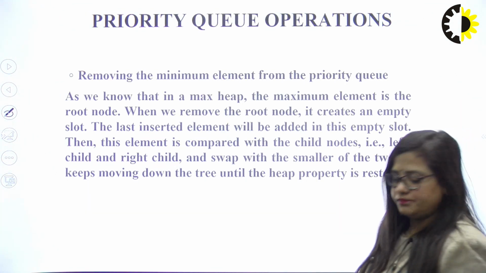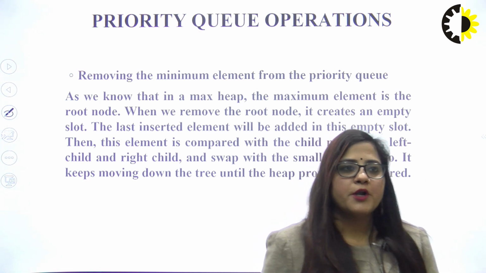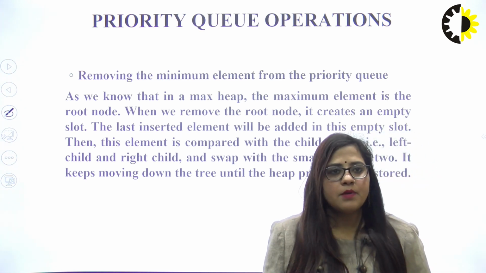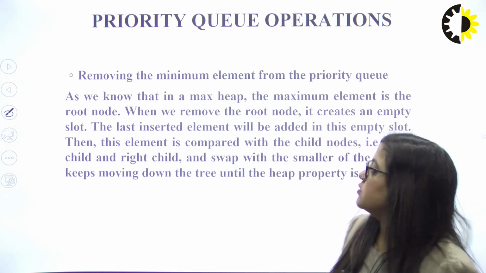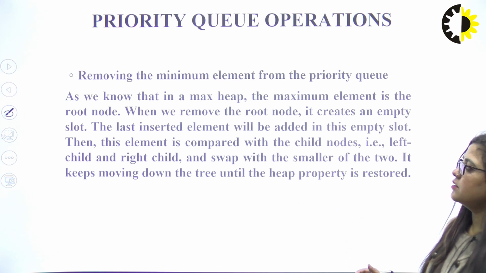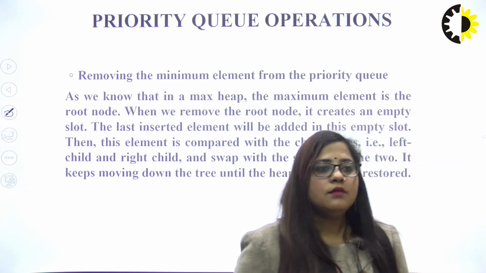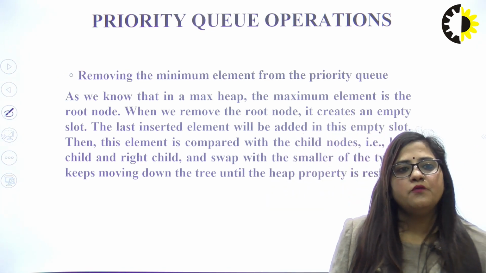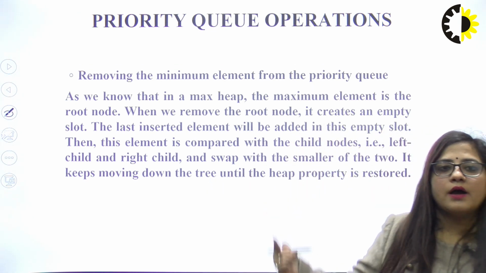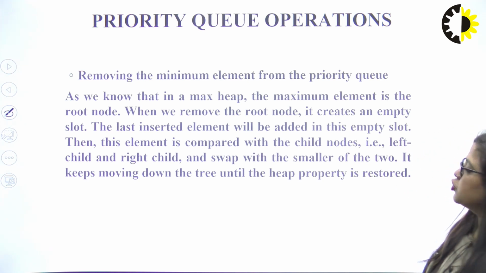Now some priority queue operations: removing the minimum element from the priority queue. As you know, the minimum element is the root, so when we remove the root node, it creates an empty slot, and the last inserted element will be added in this empty slot. Then this element is compared with the child nodes, left child and right child, and swapped with the smaller of the two. It keeps moving down the tree until the heap property is restored.